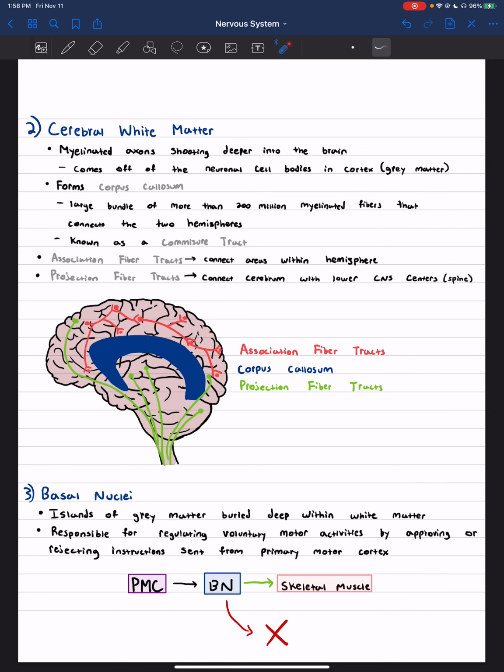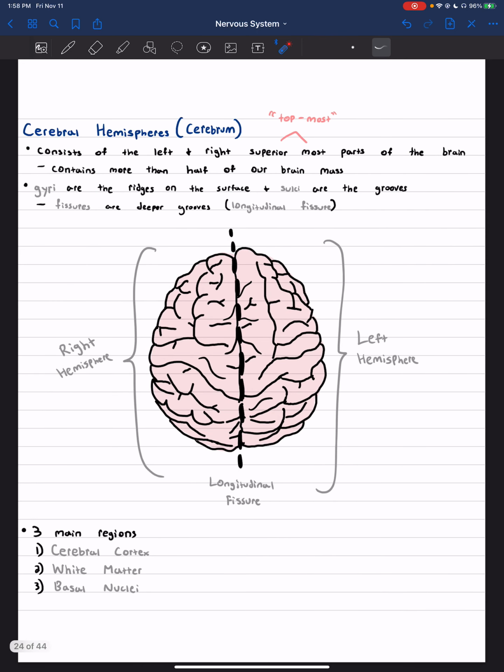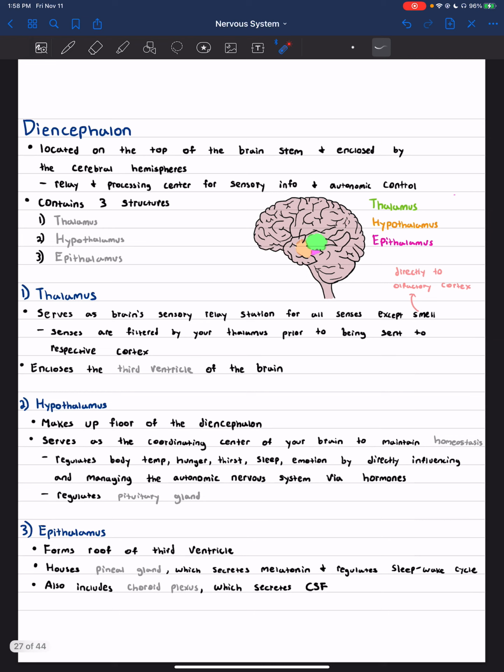So these are the three primary things for a cerebral hemisphere: the cerebral cortex, the white matter, and the basal nuclei. Those will be our three primary regions. Now, our second primary region of the brain is the diencephalon. The diencephalon is located on top of your brainstem and is enclosed by your cerebral hemispheres. So it's deeper into your brain, and the whole point of the diencephalon is to serve as a relay and processing center for sensory information and autonomic control.